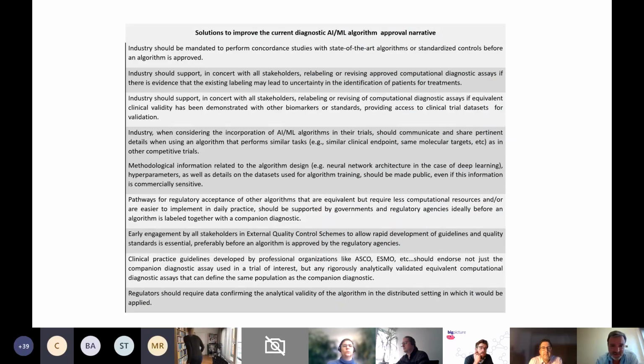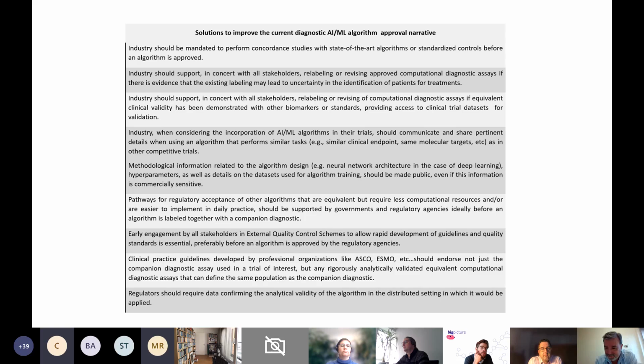Look, let's go back to the first item. Industry should mandate it to perform concordance studies with state-of-the-art algorithms or standardized controls before an algorithm is approved. This is still being discussed and debated within the working group. And we are very transparent, so we will make the draft public one day so that everybody can comment on it. And let's look, for example, at the last item.